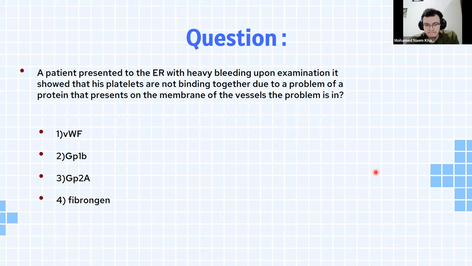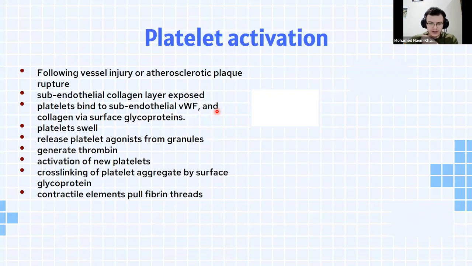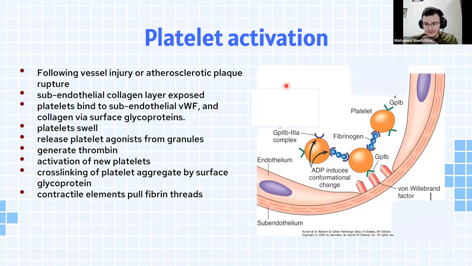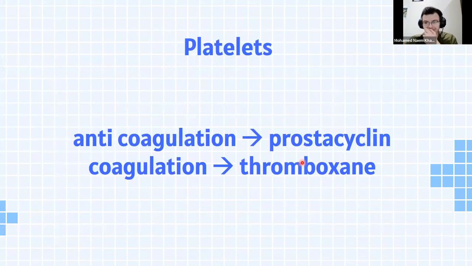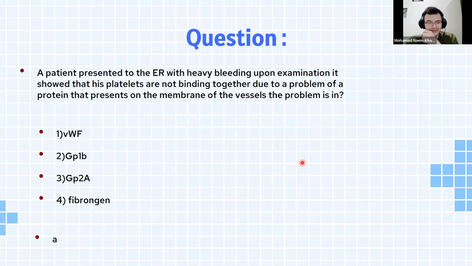Okay, one, three. Any three? No, it's my bad. It's one, because it's on the membrane of the vessel. I remember VWF is on the vessel, but I'm stupid for writing the question like that. I said binding together for some reason. That's a stupid question. If you get a question like this, appeal it.